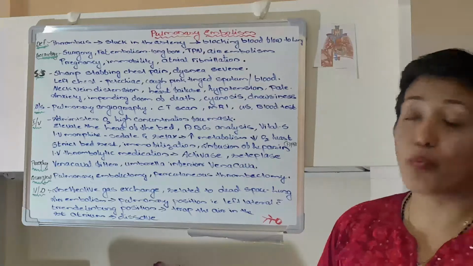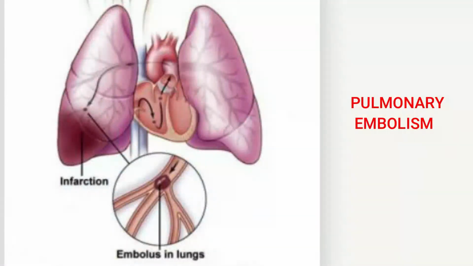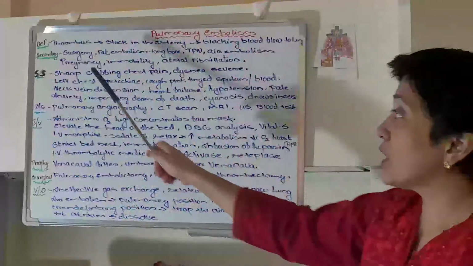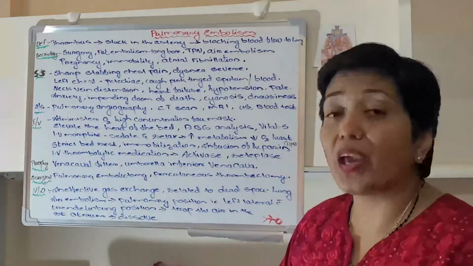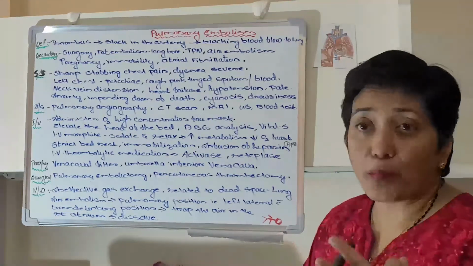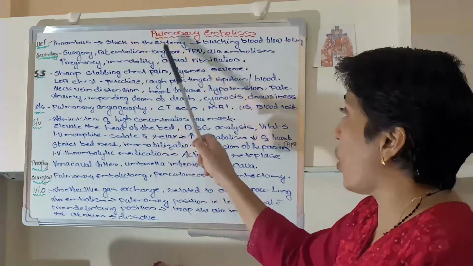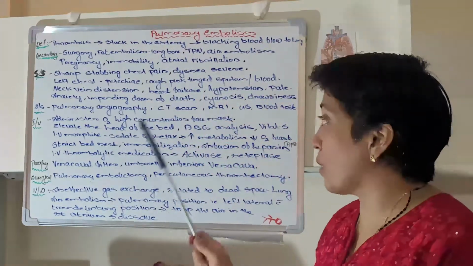Today let's discuss the topic pulmonary embolism. Pulmonary embolism is anything which blocks the pulmonary artery, that is, the lung. Here comes the thrombus. The embolus can be air, blood, amniotic fluid, fat, or foreign material. Anything that's stuck in the artery blocking the blood flow to the lung is known as pulmonary embolism.